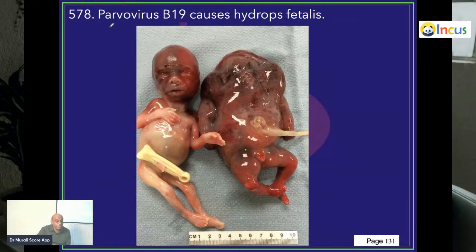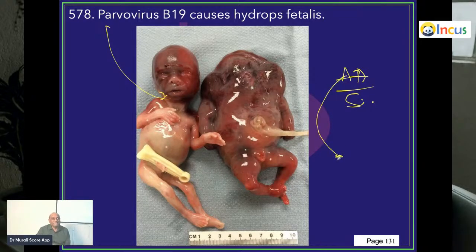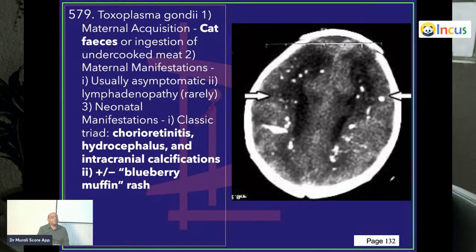Parvovirus B19, you need to remember, because it can lead to hydrops fetalis, it can lead to aplastic anemia in sickle cell, and it also leads to the slapped-cheek appearance of erythema infectiosum. Correct? Then Toxoplasma gondii. Mary has a cat. The cat has the toxo. Toxo passed through cat feces or ingestion of undercooked meat. Most of this we already finished in the earlier part.